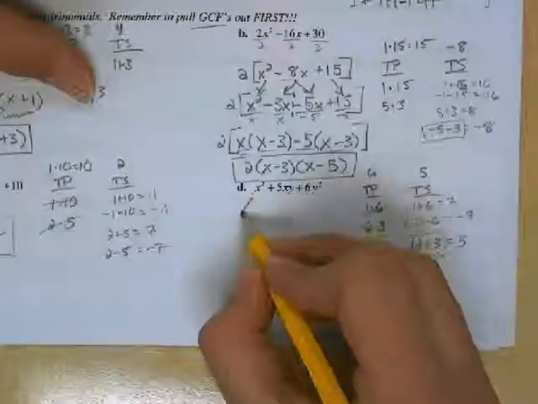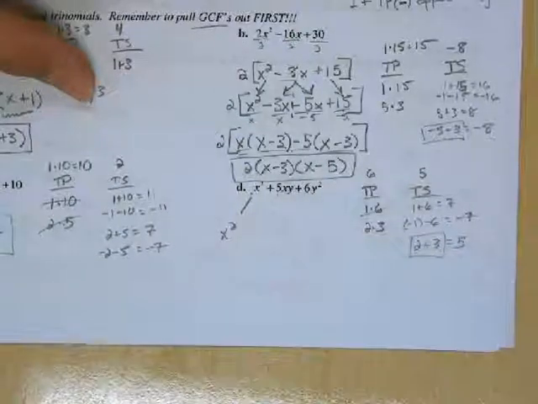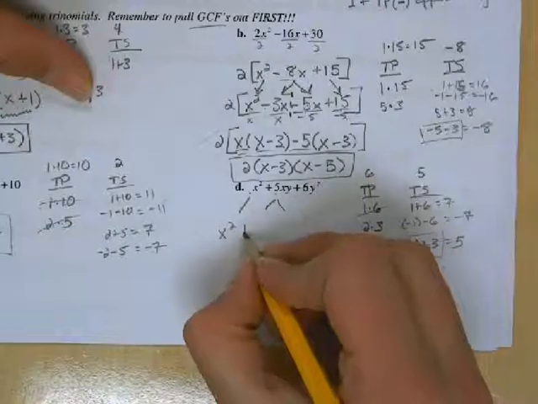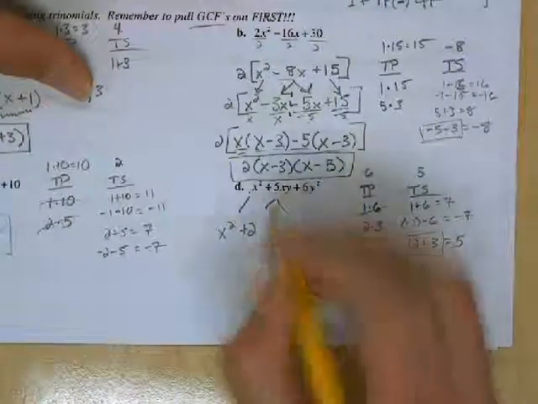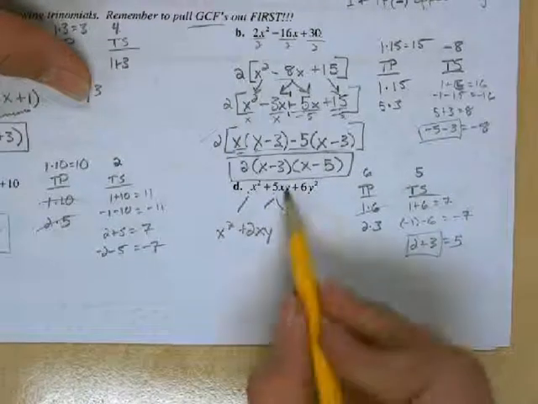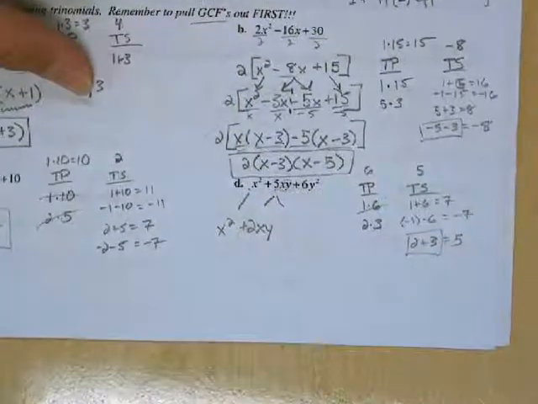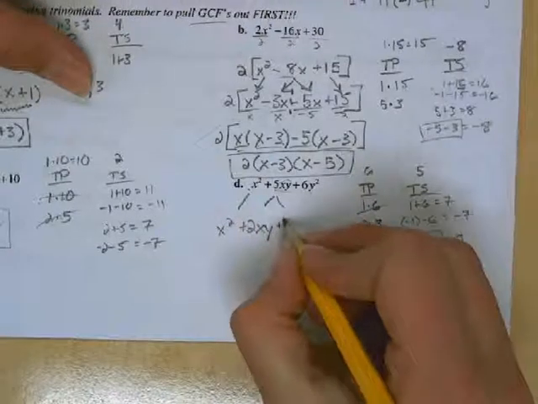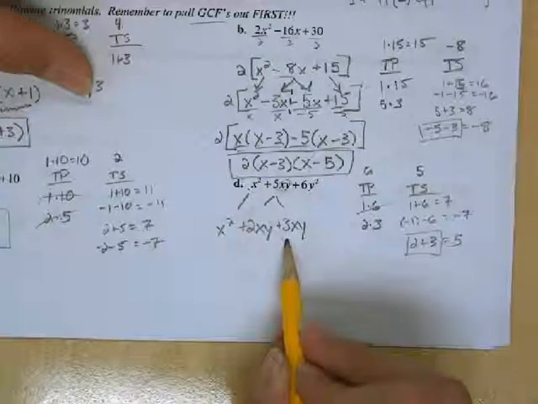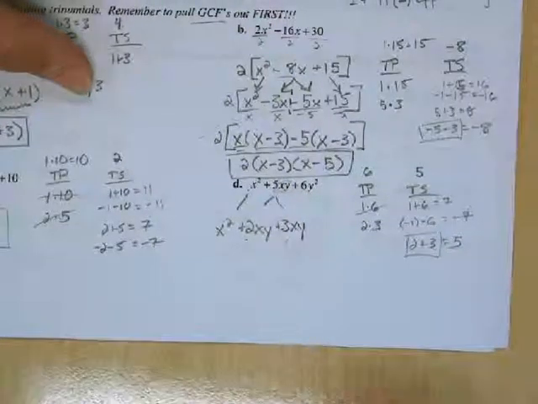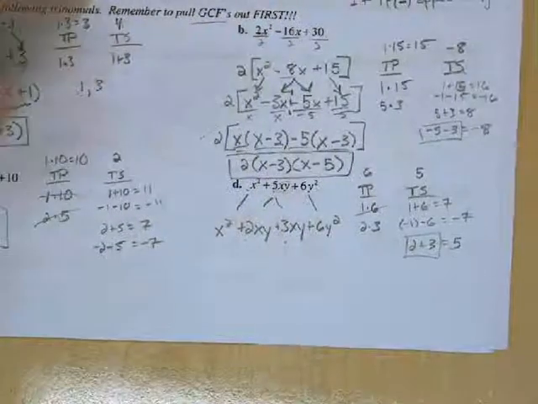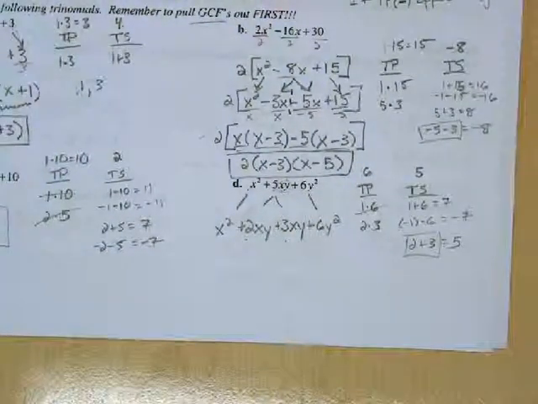First one drops down, x squared. Middle term splits, plus 2. Now instead of just an x, I have to use the x and the y. Okay, the middle term was xy. This has to be xy. Same thing with the next one, so plus 3xy. 2xy plus 3xy adds back to 5xy. Okay, that last term still comes down, plus 6y squared. Okay, x squared plus 2xy plus 3xy plus 6y squared.